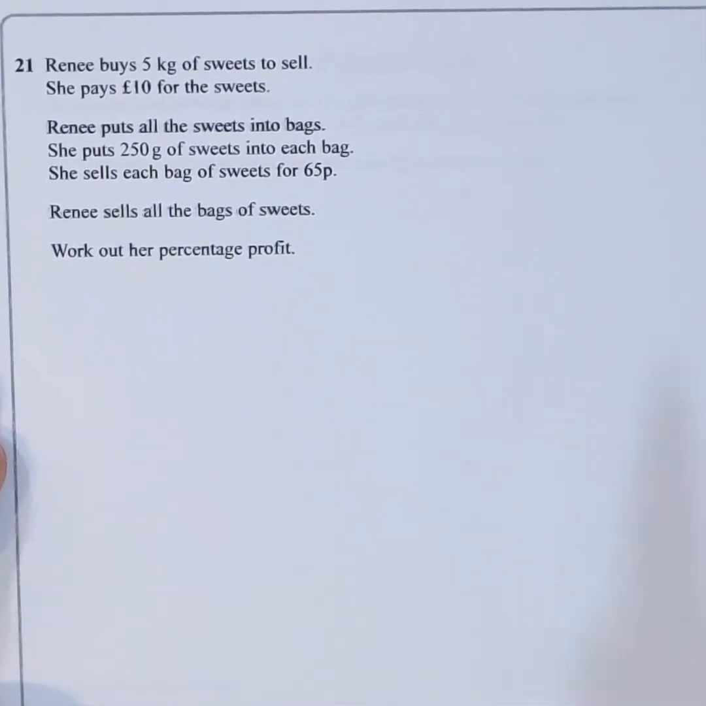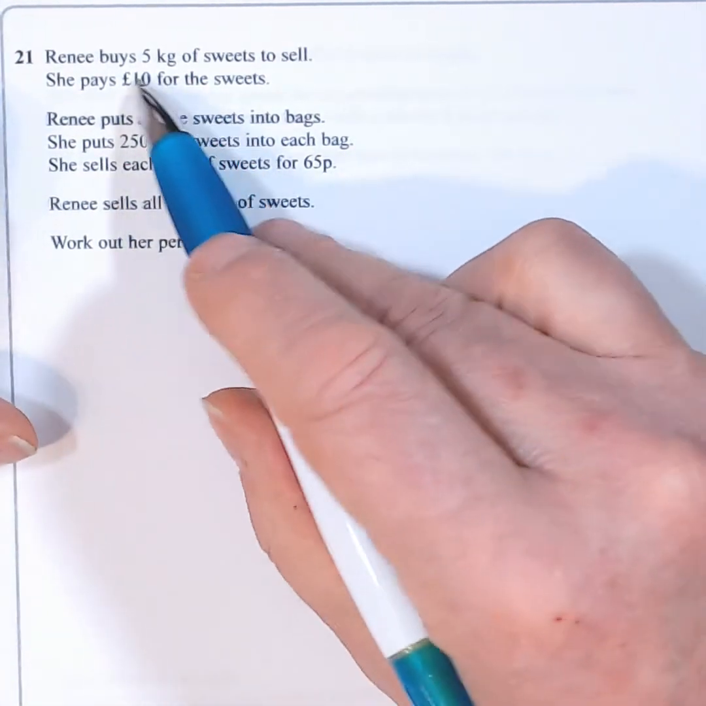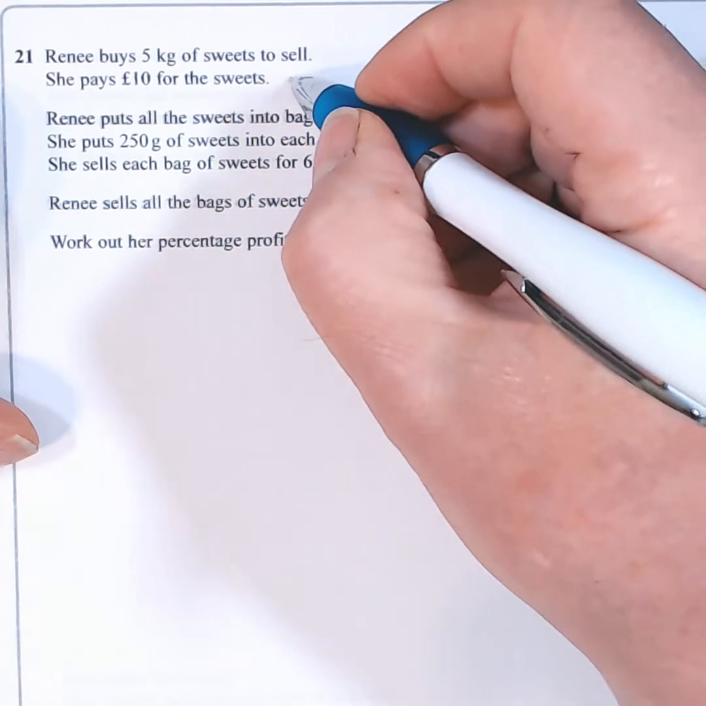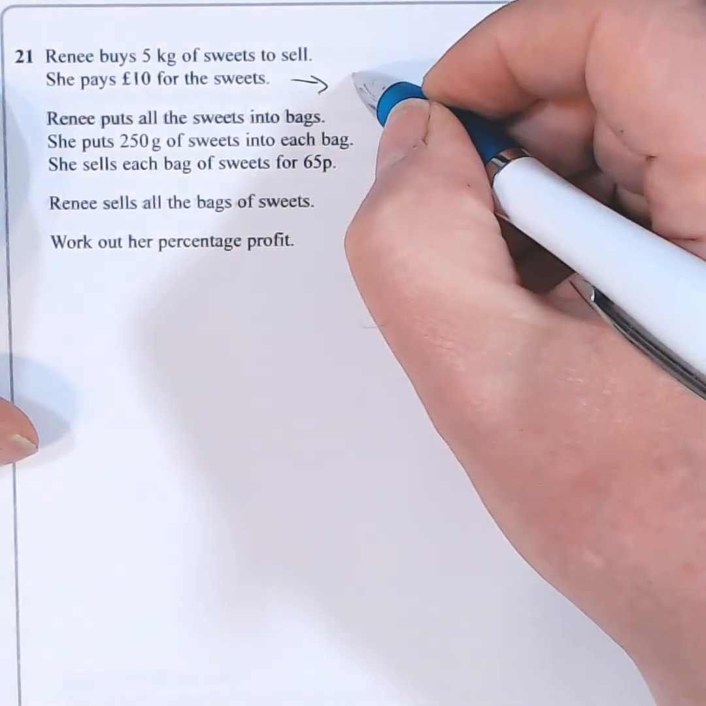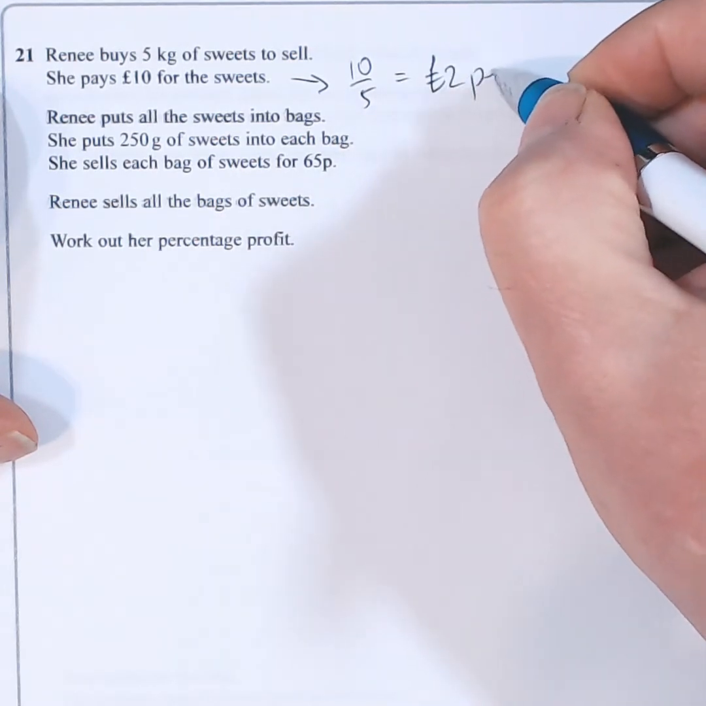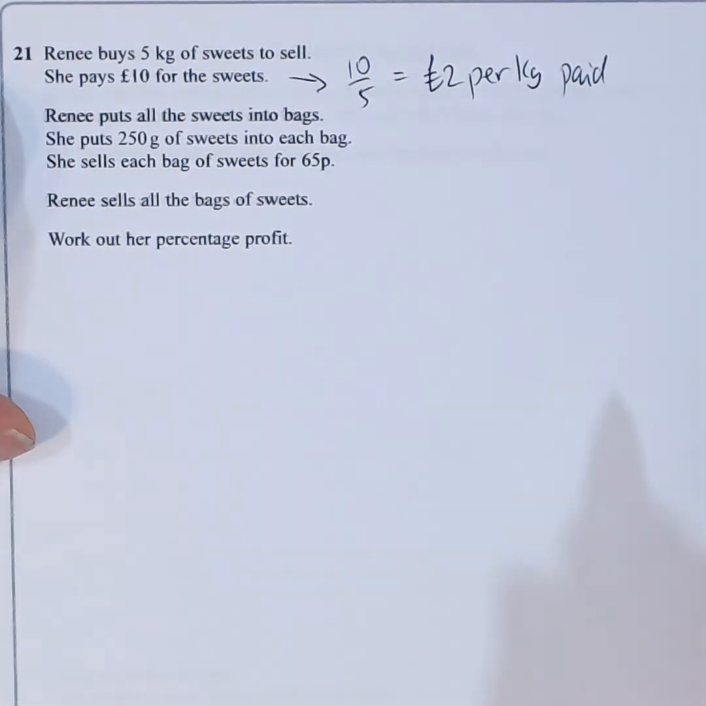Okay, so we've got a scenario here with lots of information. So Rennie buys 5 kilograms of sweets herself, she pays £10. Okay, so there's a calculation we can do here then. So we can do 10 divided by 5, so she paid £2 per kilogram. So that's how much she paid for each kilogram.